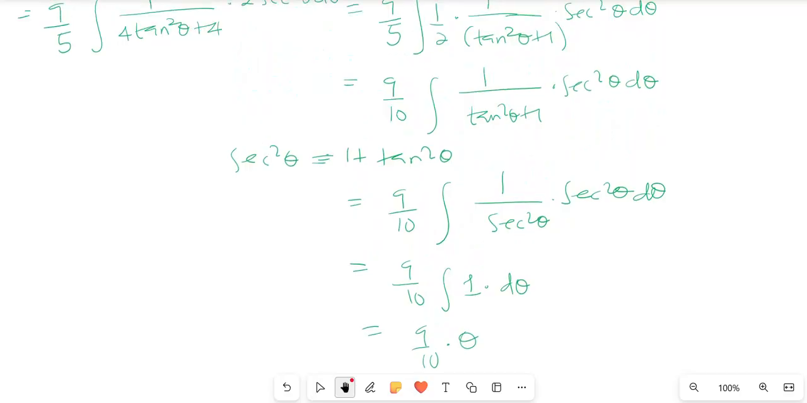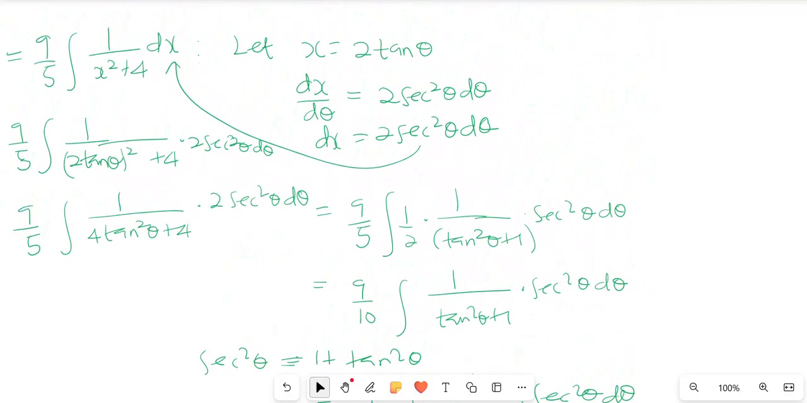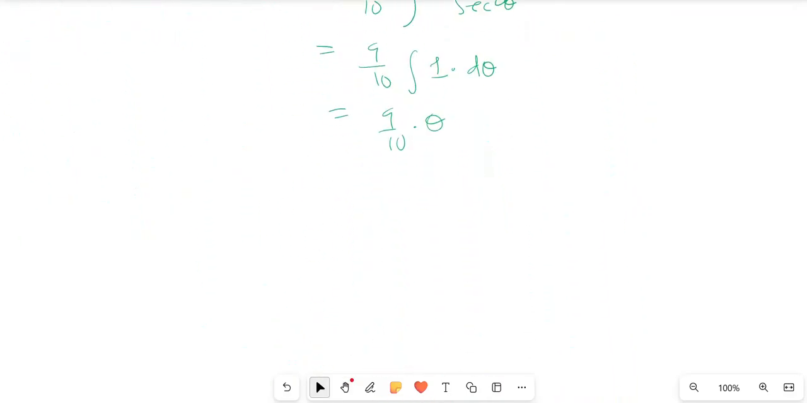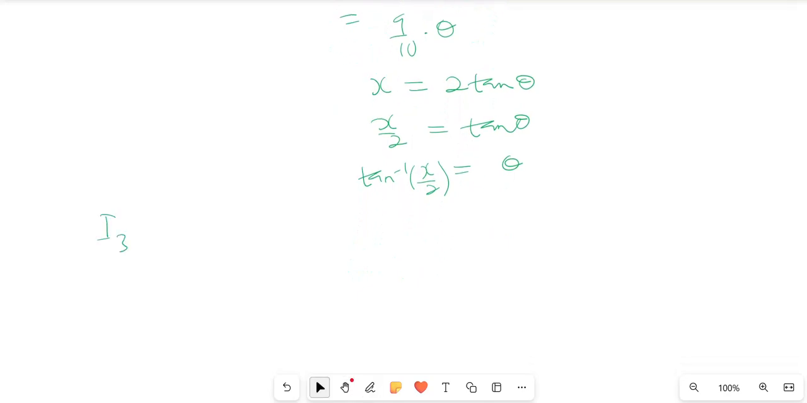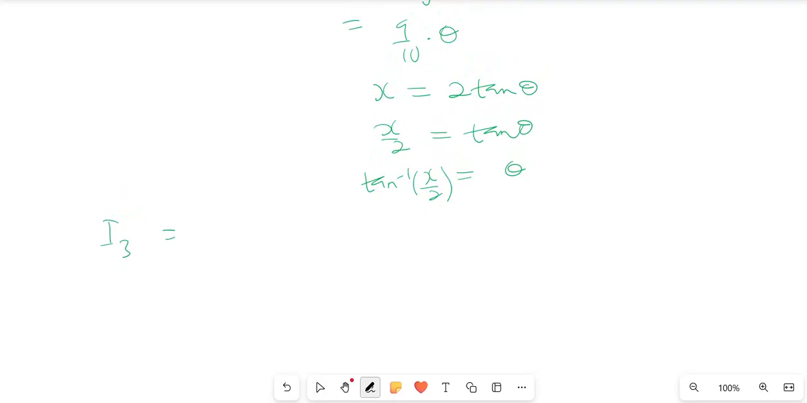What is the value of theta in terms of x? X was equal to 2 tan theta. We know x is equal to 2 tan theta. So we have x over 2 equal to tan theta. We can isolate the theta. So theta should be equal to the arctan of x over 2. So the value of the third integral should be equal to 9 over 10 times the arctan of x over 2.